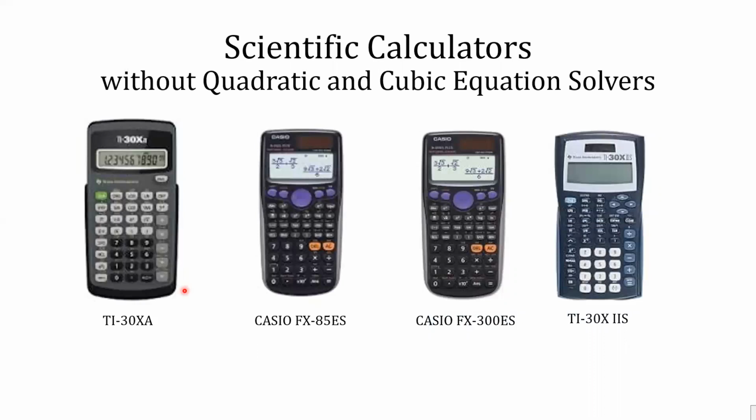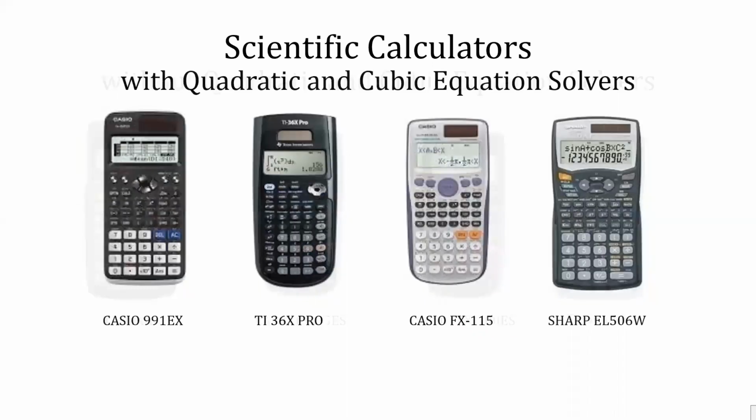Here before you are some scientific calculators that cannot solve for quadratic or cubic root calculations. Scientific calculators include TI 30XA and Casio FX-300ES. In order to solve these problems by formula, you have to manually do them. Here before you are some scientific calculators that can solve quadratic and cubic root calculations. Scientific calculators include Casio 991EX and TI-36X Pro.